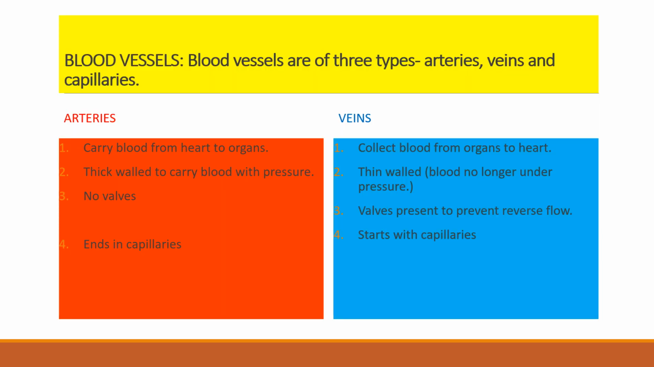Blood vessels are of three types: arteries, veins and capillaries. Arteries carry blood from heart to organs. Veins collect blood from organs to heart. Arteries are thick-walled to carry blood with pressure. Veins are thin-walled. Blood is no longer under pressure. Arteries have no valves. Veins contain valves which prevent reverse flow of the blood. Arteries end in capillaries. Veins start with capillaries.